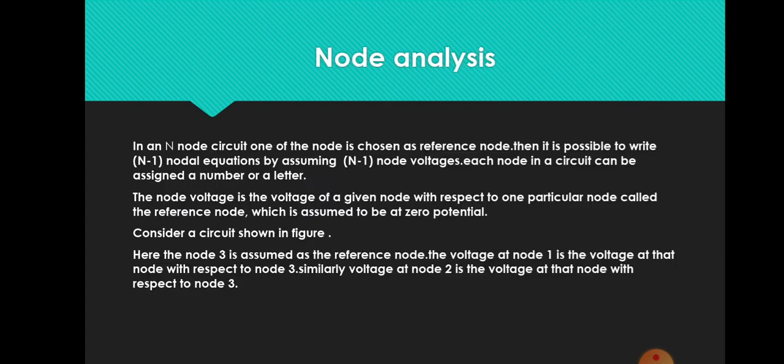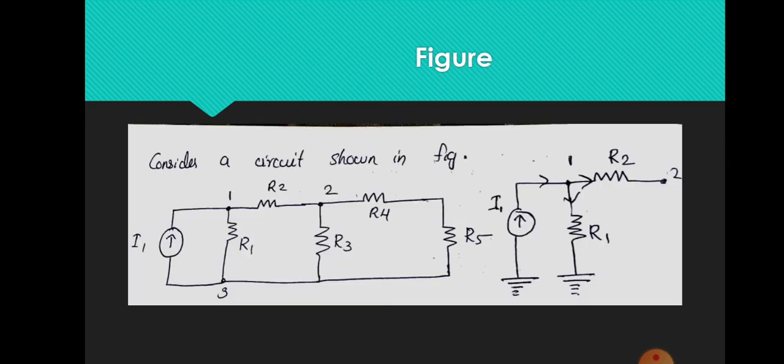So here node 3 is the reference node, and the voltage at node 1 is the voltage at that node with respect to node 3. Similarly, the voltage at node 2 is the voltage at that node with respect to node 3. Node 3 is the reference node and it is assumed to be at 0 potential, and 1 and 2 are the other nodes. For solving the circuit we will assume a voltage at node 1 to be V1 and a voltage at node 2 to be V2.